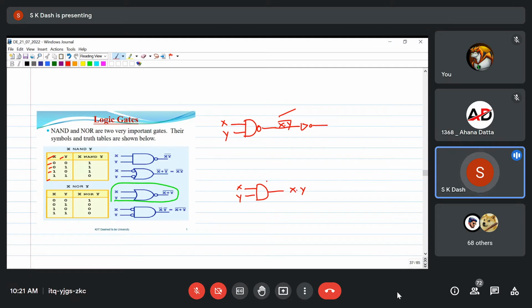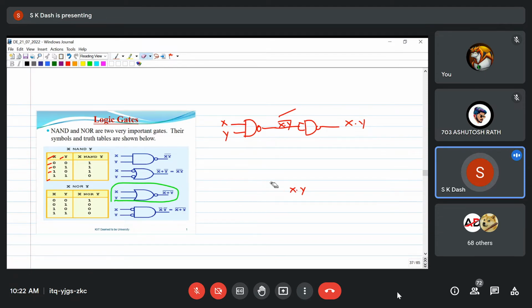So how can a NOT gate be implemented using NAND? By shorting both the inputs. Yes, sir. So here we can get x dot y. Now NOT gate over, NAND gate over, AND gate over. Next is the OR gate.